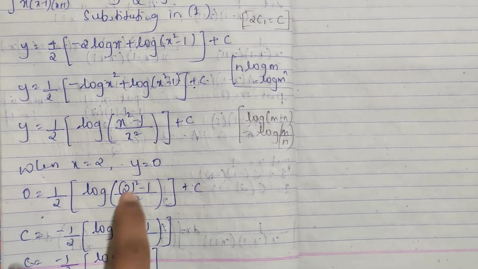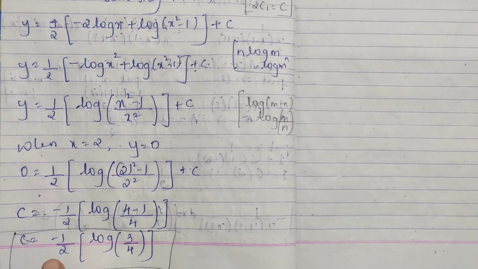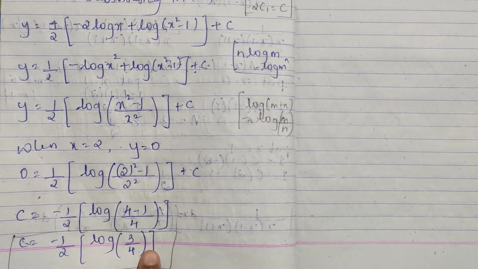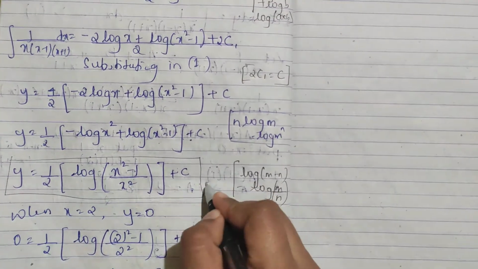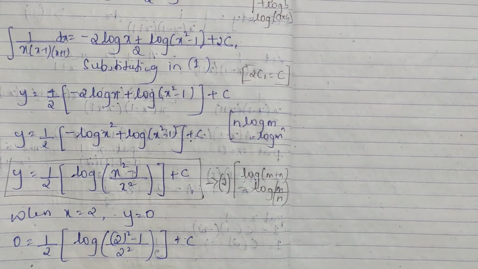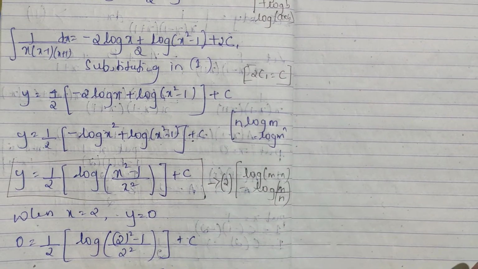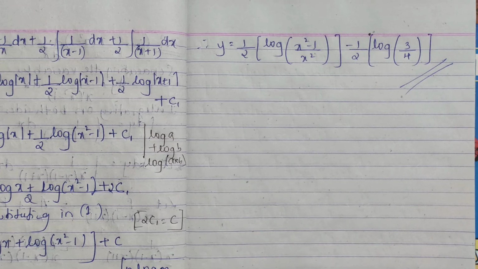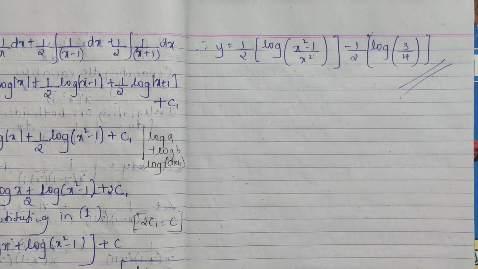So this goes here, means minus half log 4 minus 1 divided by 4. 2 square is 4, right? So what c value are you getting? Minus 1 by 2 log 3 by 4. So substitute it in this equation, whatever y value you got, take this as equation 2. So substituting c value, that's your final answer. I hope this is clear for you. So this is your answer, this is your particular solution, this is how you have to solve. I hope it is clear.